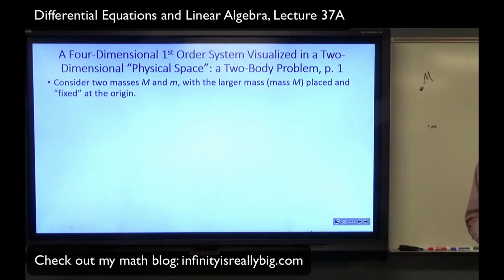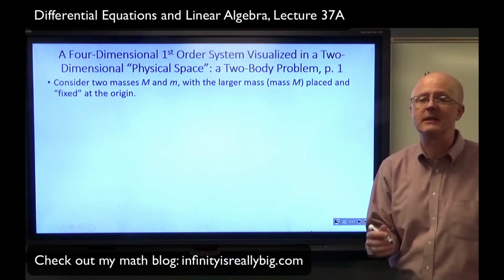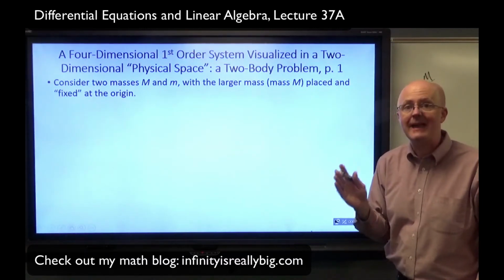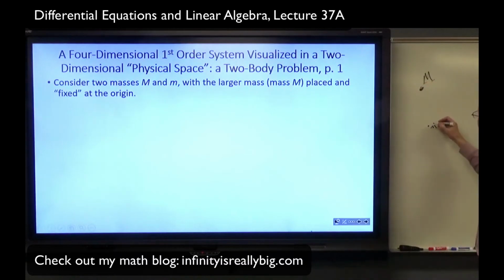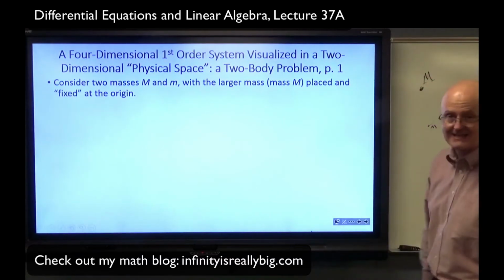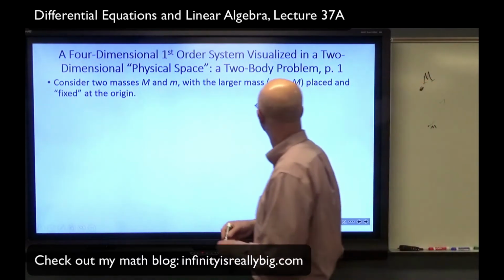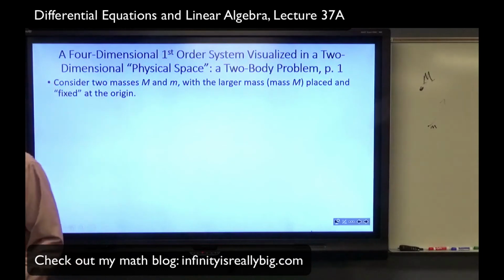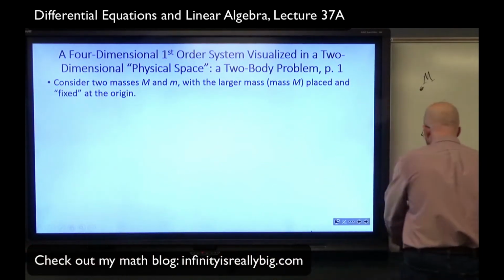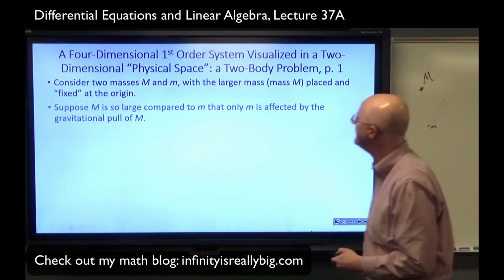We're going to pretend the big mass is so big compared to the little mass that the big mass will stay fixed where it is. And the little mass is affected by the gravity of the big mass. The idea is the little mass is going to revolve around the big mass because of gravitation. Now, I'm not going to get into a ton of details about the nature of gravity, but we'll try to get the basic idea here.